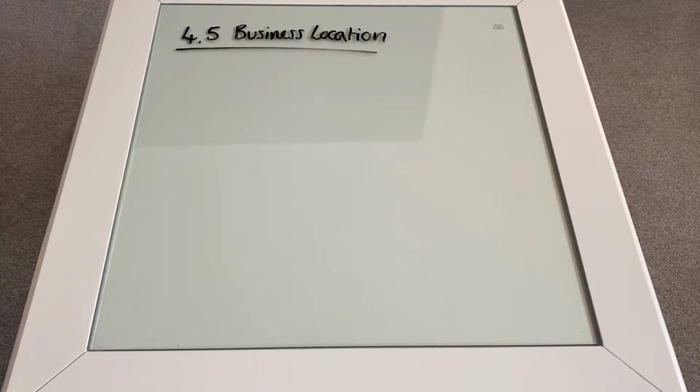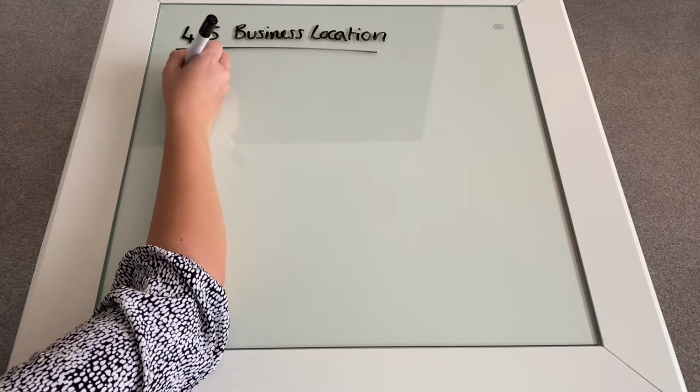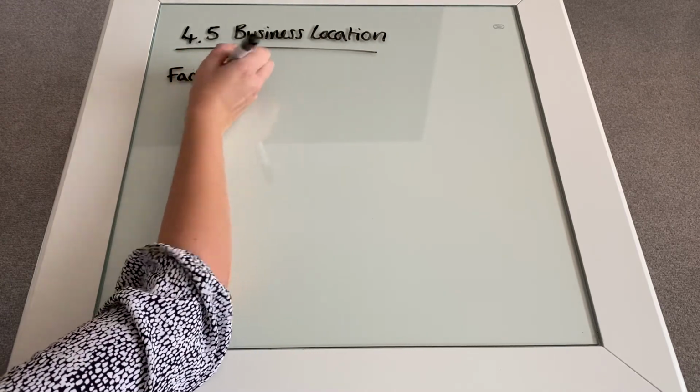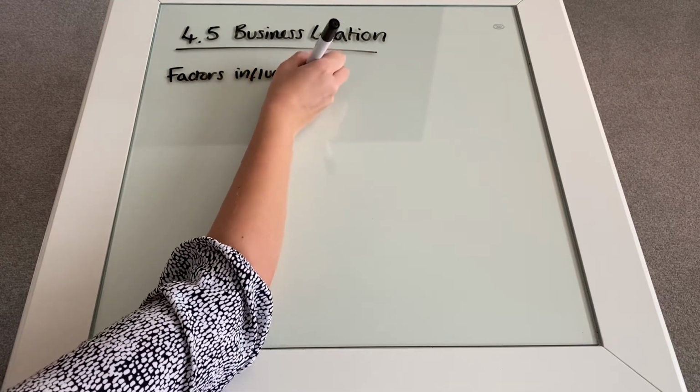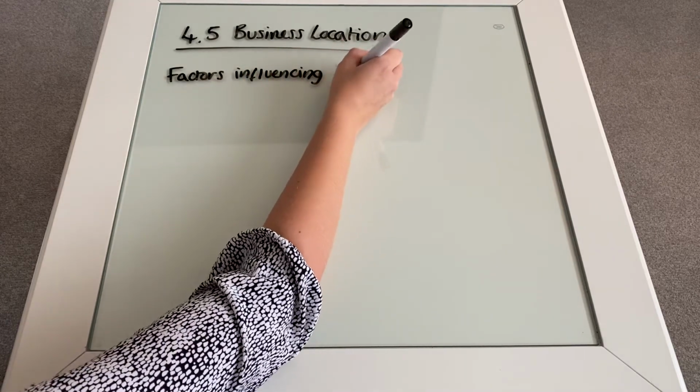Okay, so this is going to be a really quick video because this little unit of work is quite small and quite self-explanatory. So today we're looking at unit 4.5, which is business location. And the first thing that we need to think about is factors influencing location. So these are the things that businesses have to think about when choosing where to locate.